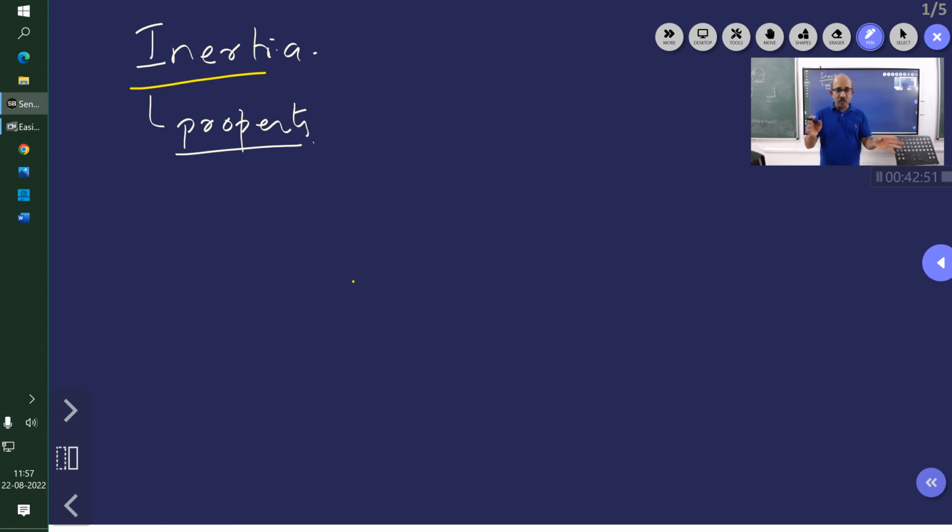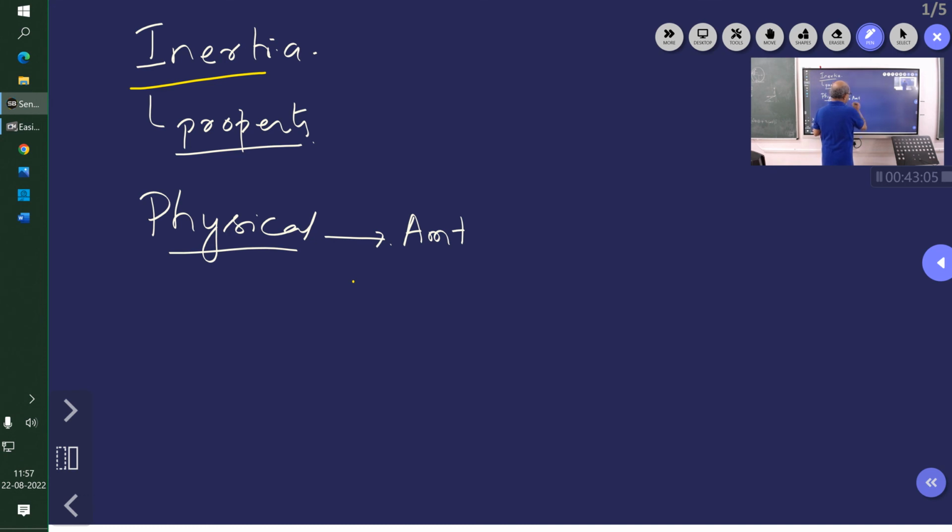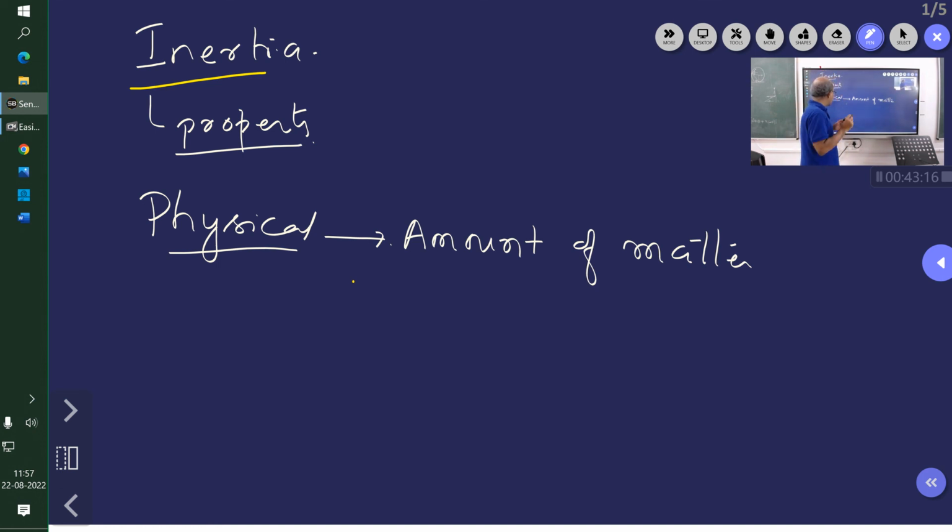So, using a physical balance, what can you measure? The quantity of matter. Using a balance, you can measure the amount of matter. Now, this amount of matter, we will call mass. So what did we see? The more the amount of matter, the more the mass.